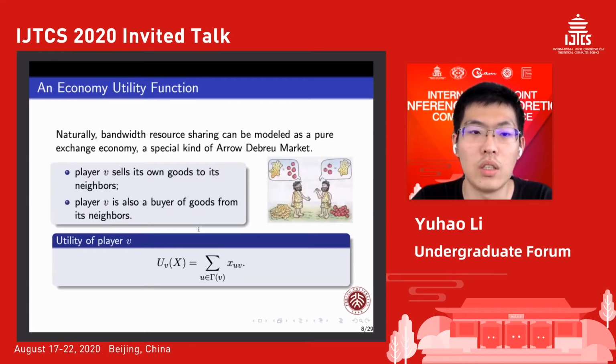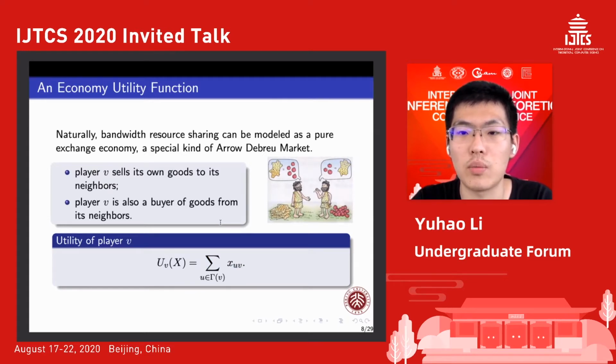Naturally, this bandwidth resource sharing can be modeled as a pure exchange economy. Each player sells its own goods to its neighbors. Each player is also a buyer of goods from its neighbors. The utility of v is just the total resource he received. So it is actually a special kind of Arrow-Debreu market, but on networks.